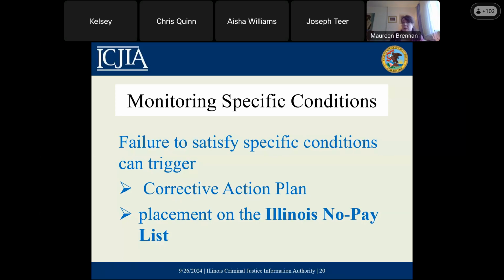But the second option too is placement on the Illinois no pay list. And like I said, we're going to go into detail in a later session about it. But when you're placed on that Illinois no pay list, that means that none of the state agencies that participate in GATA can send you any funds, and they can't execute any agreements with you either. So that's a really big penalty, and you really don't want to get to that place. So I would really encourage you, if you do have specific conditions noted in the NOSA and in your grant agreement, to really pay attention to those and make sure that you're working to satisfy those conditions so that you can be in good standing.